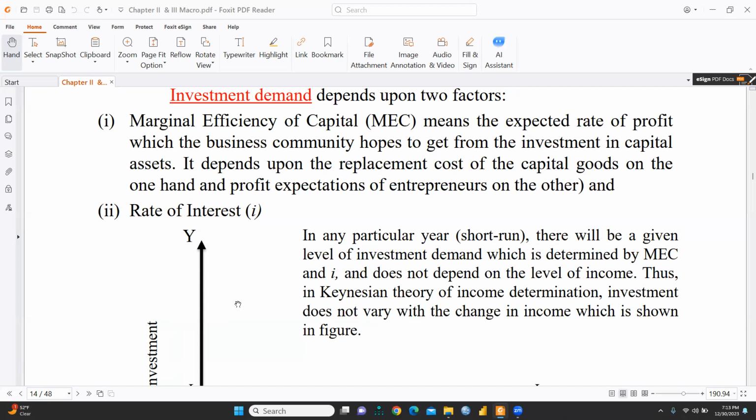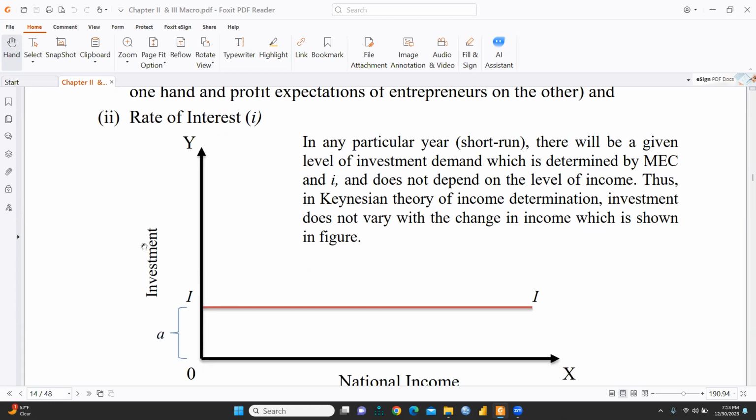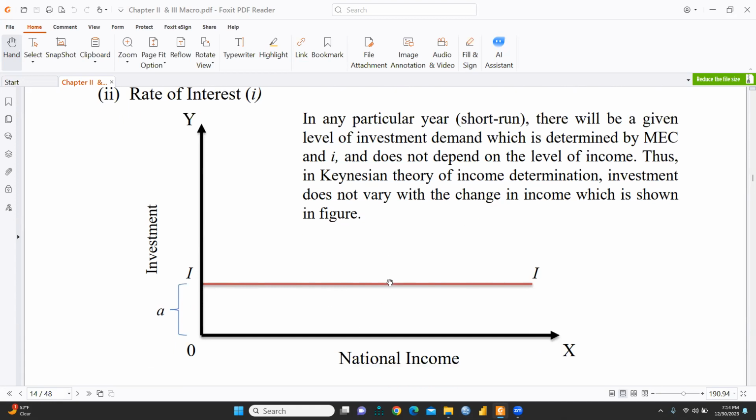Rate of interest: in any particular year, since we are talking about the short term, there will be a given level of investment demand which is determined by MEC and the rate of interest, and does not depend on the level of income. Thus, in the Keynesian theory of income determination, investment does not vary with changes in income, as shown in this figure. Throughout the national income, this investment is fixed because it depends upon the rate of interest. So here is autonomous investment, and as income increases it stays fixed; it does not keep rising or decreasing.